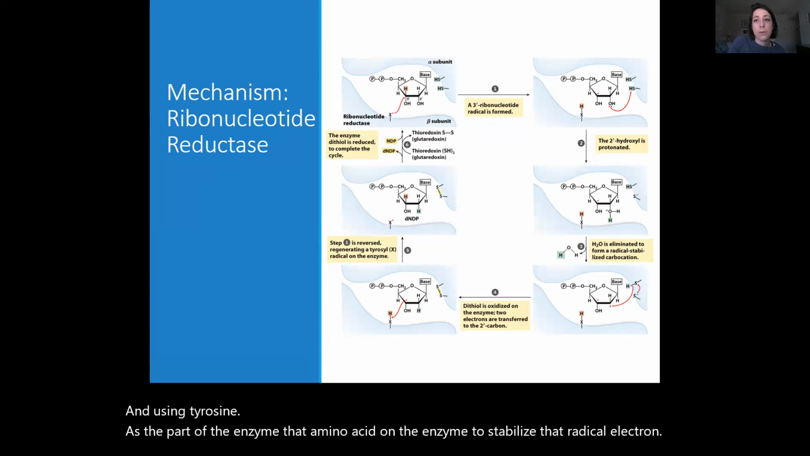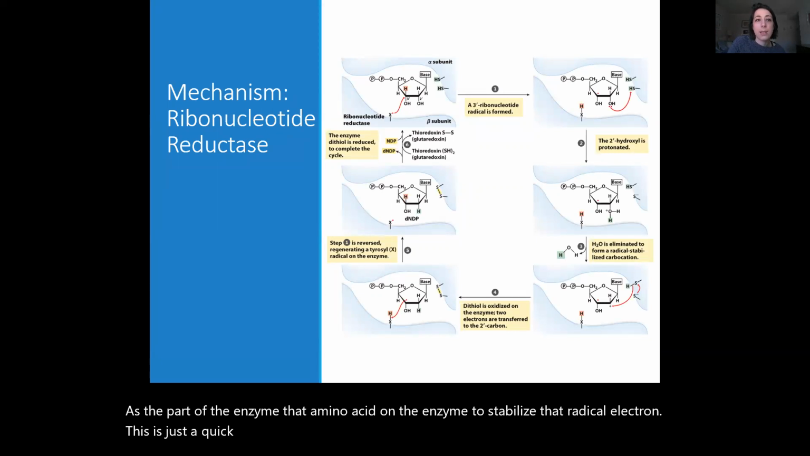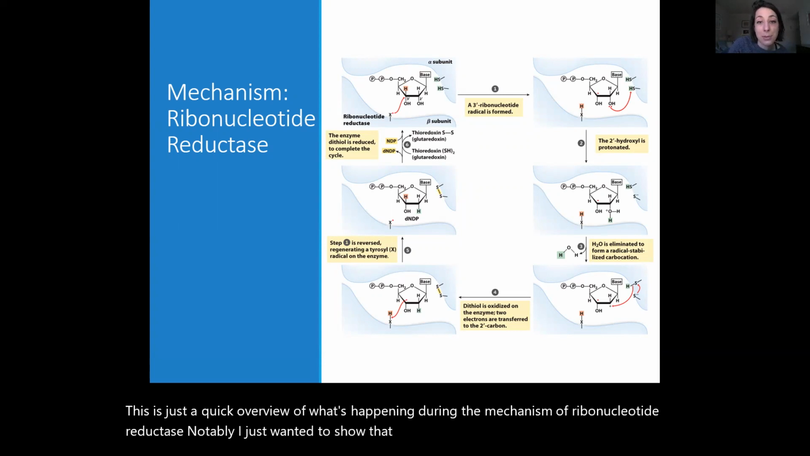This is just a quick overview of what's happening during the mechanism of ribonucleotide reductase. Notably, I just wanted to show that it does use radical chemistry stabilized by a tyrosine within the enzyme.